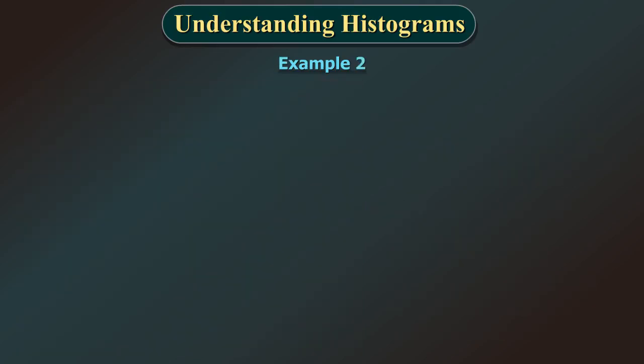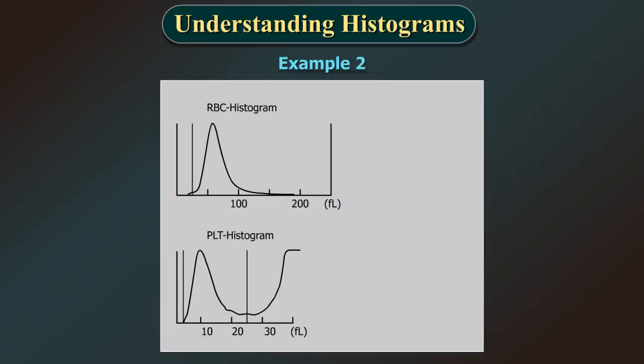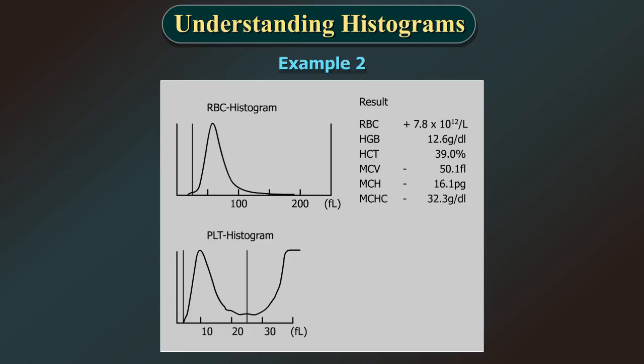Now let us look at example 2. Here the readings are RBC 7.8 into 10 to the power of 12 per liter, hemoglobin 12.6 grams per deciliter, hematocrit 39.0%, MCV 50.1 FL, MCH 16.1 picograms, MCHC 32.3 grams per deciliter, and RDWC 14.7%.